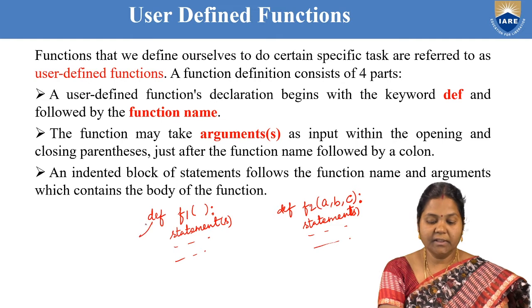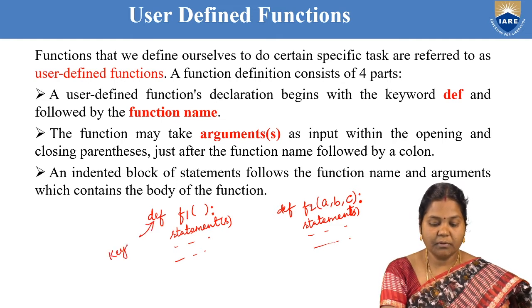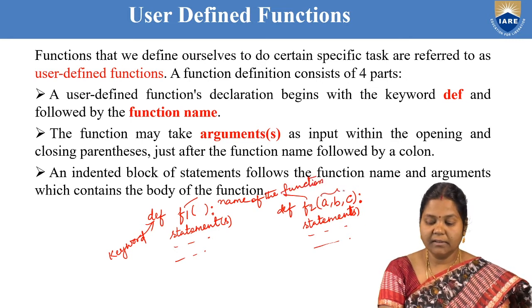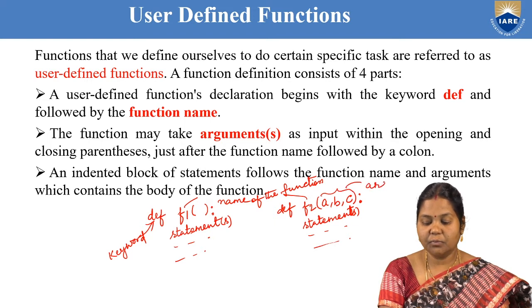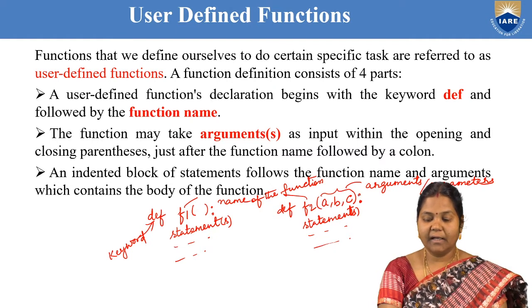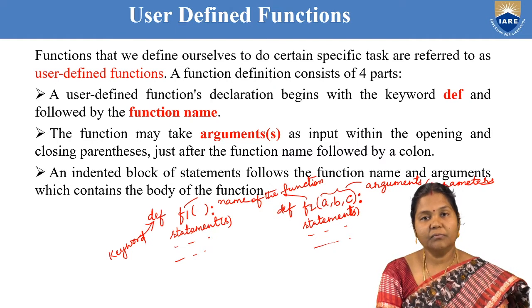So a function declaration starts with the keyword def. This is the keyword, followed by f1 or f2. These are called the name of the function, and this a, b, c, these are known as the arguments or parameters. A list of arguments can be passed, separated by commas, and at the end of the function header you should give a colon.